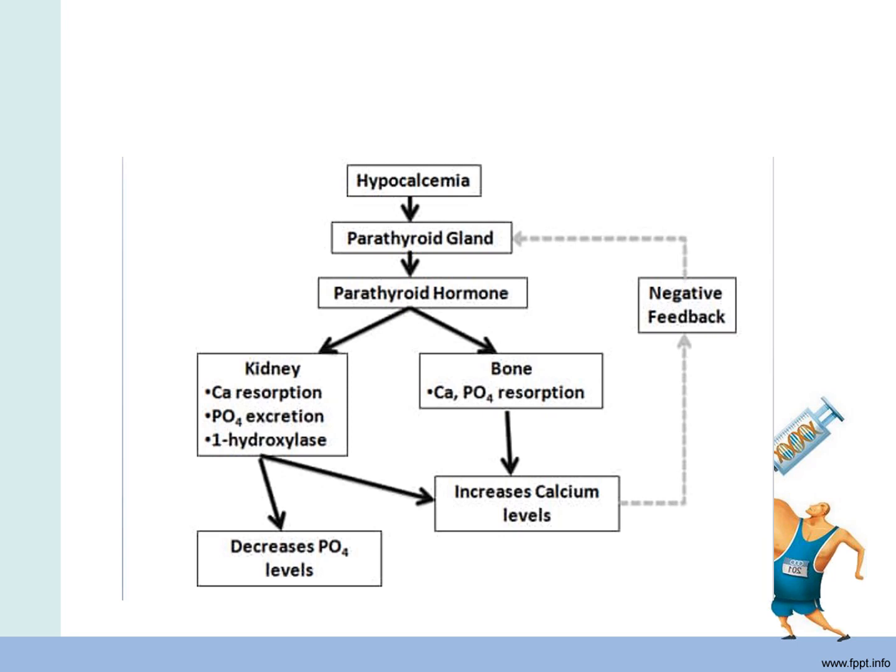So with hypocalcemia, the parathyroid gland is triggered to release parathyroid hormone, which acts on the kidneys and the bones to help increase calcium levels. And through that negative feedback loop, once we get those calcium levels normal, then our parathyroid gland can rest a little bit. But as we saw with hypercalcemia, there are times where our bodies just aren't maintaining these normal calcium levels.